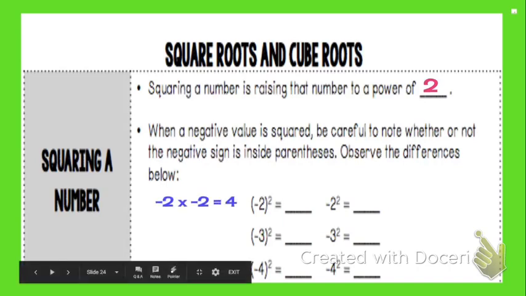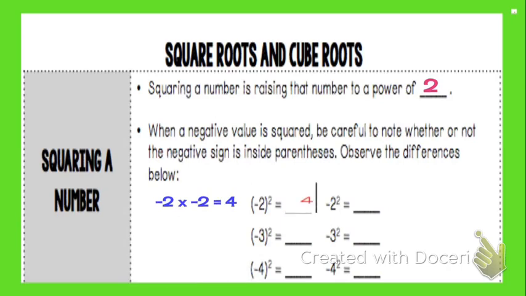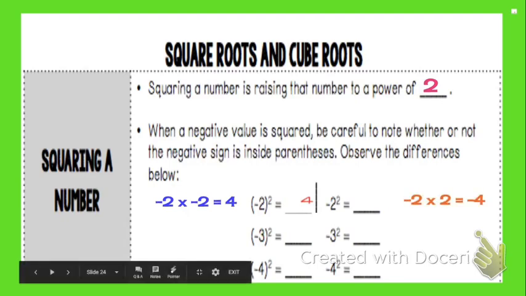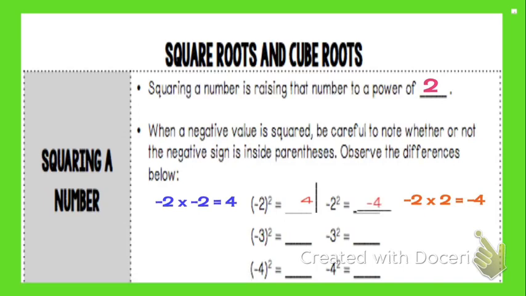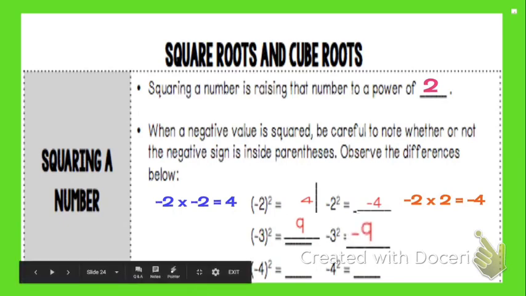That is basically saying negative 2 times negative 2, and that's going to give you positive 4. Now we have negative 2 squared, without parentheses. That is basically saying negative of 2 times 2, and that gives you a negative 4. Okay? So negative 3 to the second power, since it's in parentheses, is going to be 9. Negative 3 to the second power, because it's not in parentheses, is going to be negative 9.